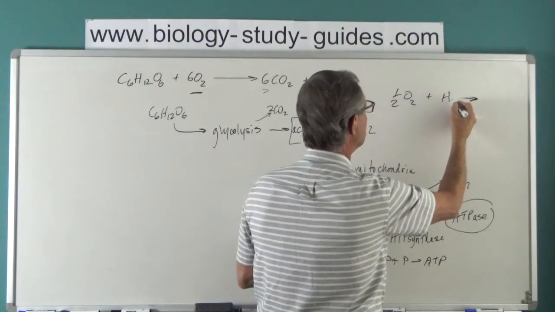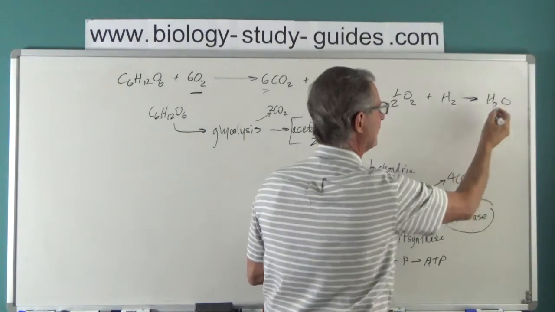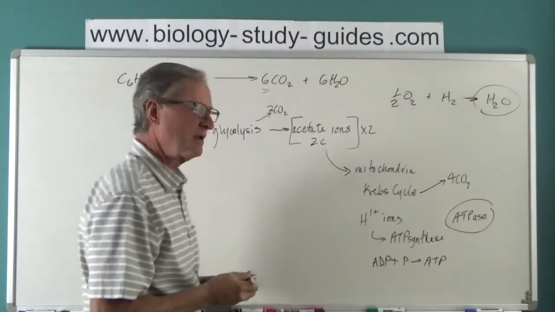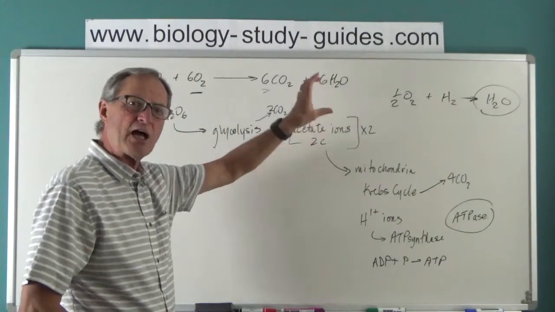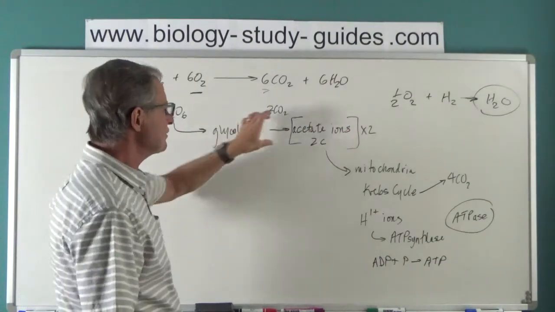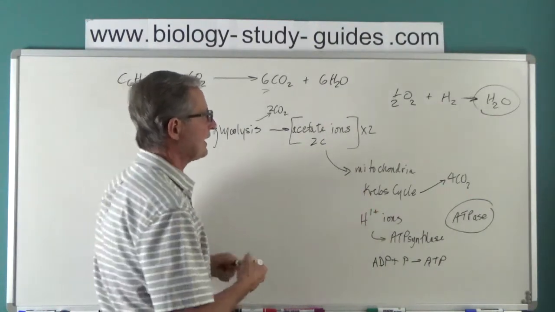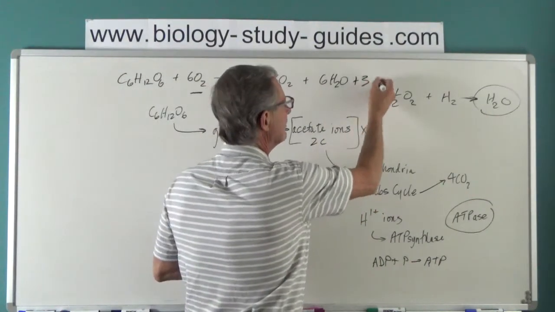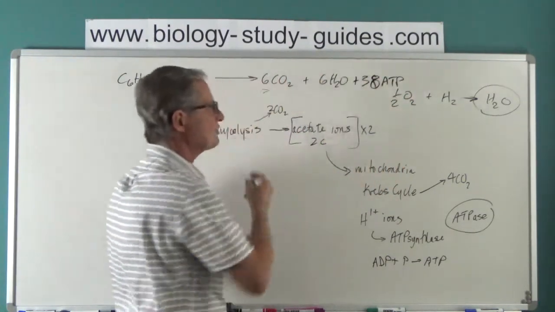So we have two of these. We'll write it this way. It's a bit of an oversimplification, but that's where the water comes from. So oxygen is the final, what we say, the final hydrogen acceptor. The hydrogen has been the key in the whole thing, making all this ATP. And I'll tell you right now, there are 38 ATP molecules made in this process.